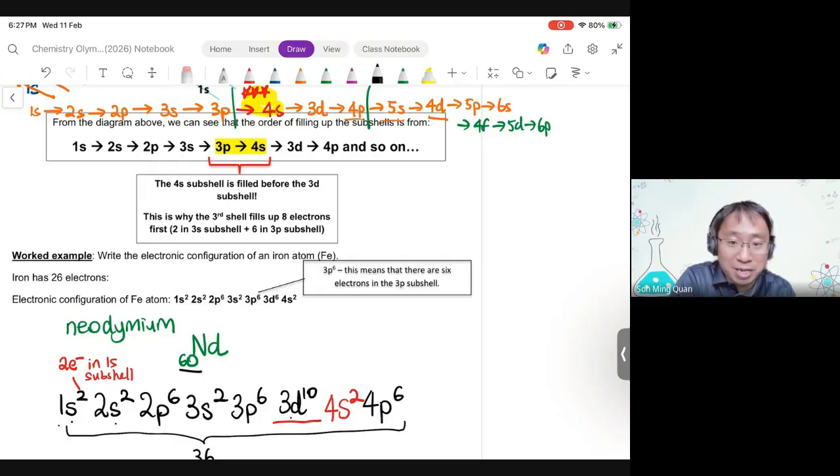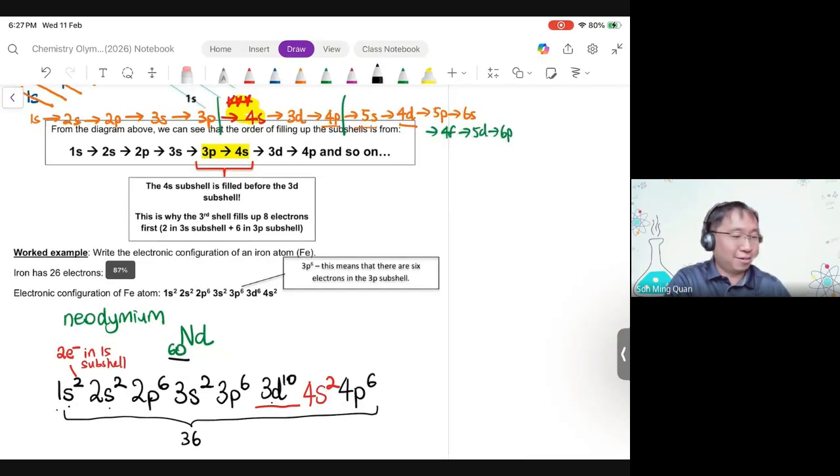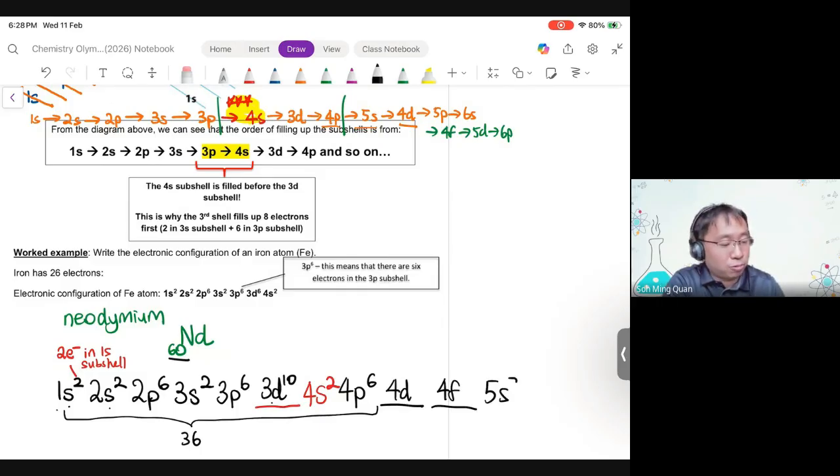Hello? After 4p, may I know what's next? From the order that we did just now, 5s. So 5s. S is 2 again. Oh, Mr. So made a mistake, right? Cannot write 5s, must leave blank. Remember 4d, we still have 4f. We must give them airtime, okay? So 5s2. After 5s is 4d, that's 10.